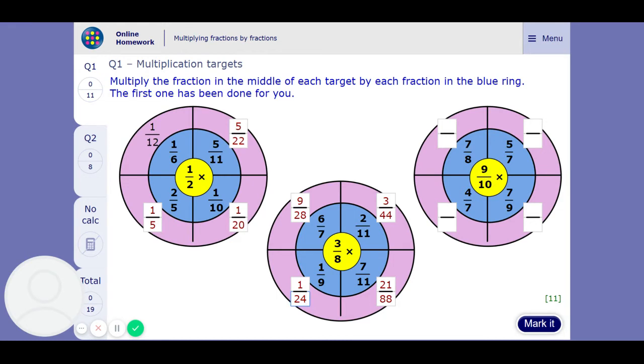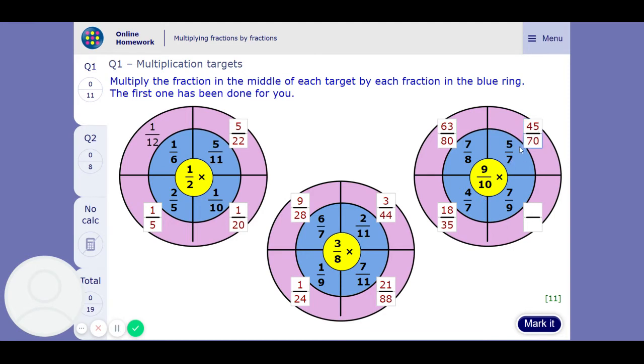So 9 times 7 makes 63, and 10 times 8 makes 80. 9 times 4 makes 36. 10 times 7 makes 70. I've got a couple of even numbers there, so let's halve them. I'm going to get 18 and 35. Let's just check. No, I don't think anything else goes into them. 9 times 5 makes 45. 10 times 7 makes 70.